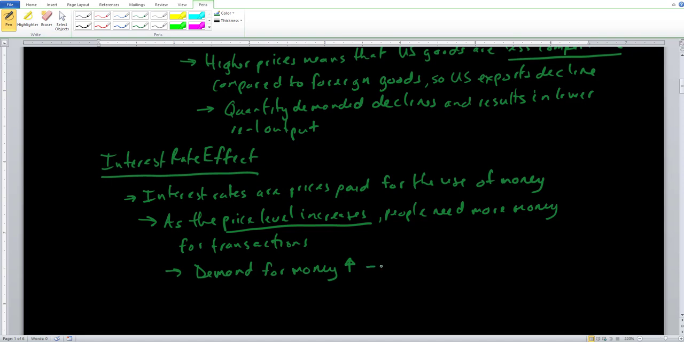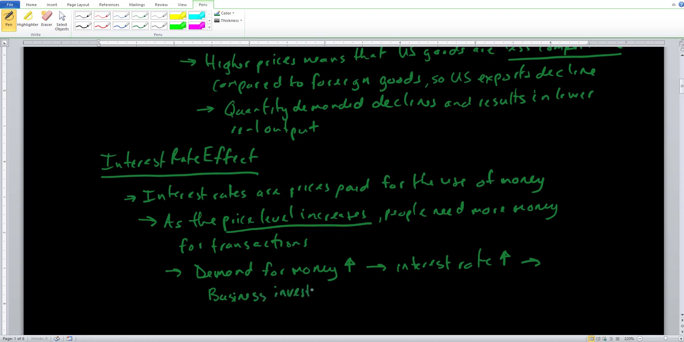As we just saw, interest rates are the prices paid for the usage of money. Anytime we have an increase in demand for any good or service, the price is going to increase. So the price for money increases, and the price for money is the interest rate. So the interest rate also increases. However, when interest rates increase, that's going to cause a ripple effect within the entire economy, most notably on business investment.